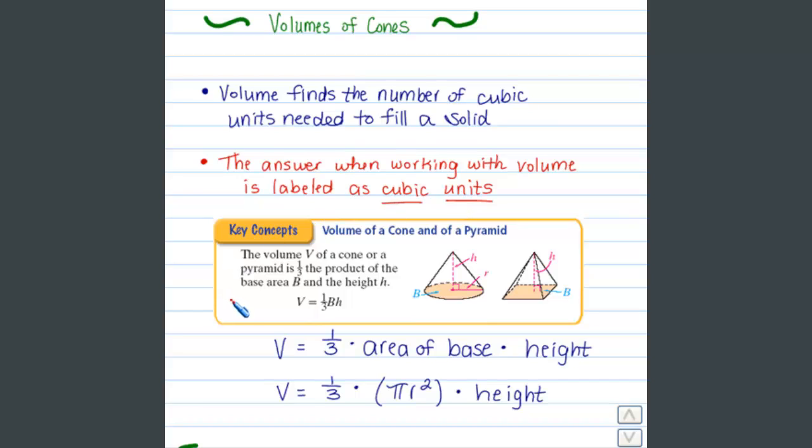Now, let's take a look at what we use to find the volume of a cone. The volume of a cone is found by taking 1/3 times the area of the base, which in a cone, of course, is a circle, times the height. So we could substitute and write this as 1/3 times the area of our circular base times the height, and the area of a circle is pi r squared. V equals 1/3 times pi r squared times the height.